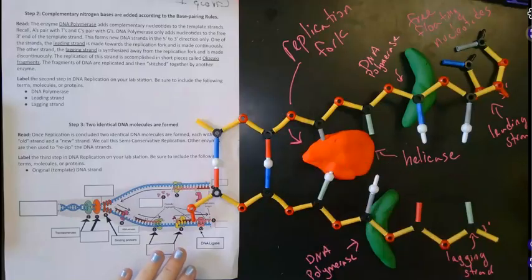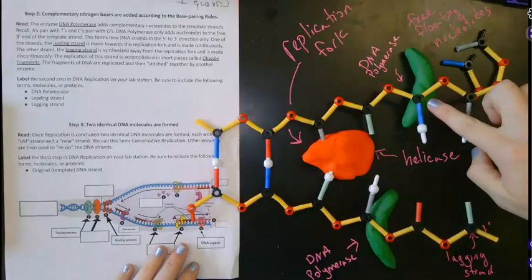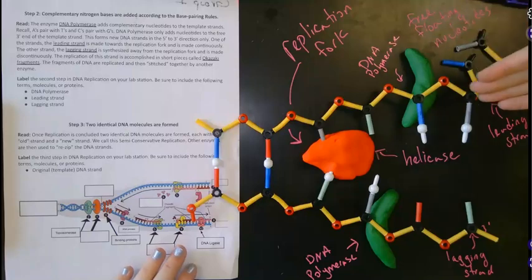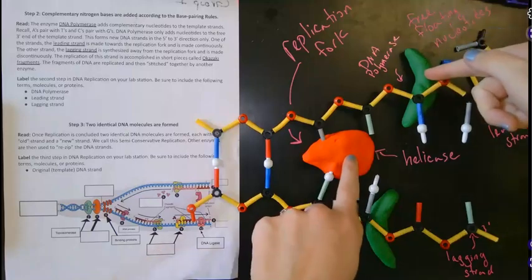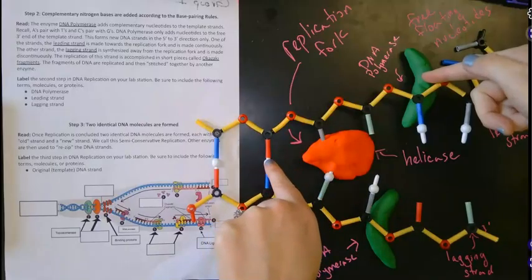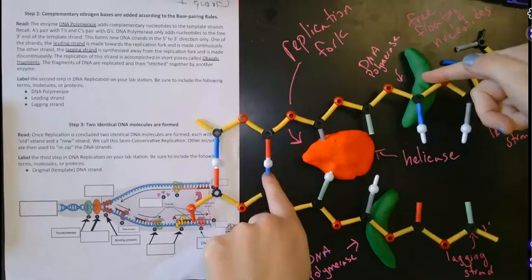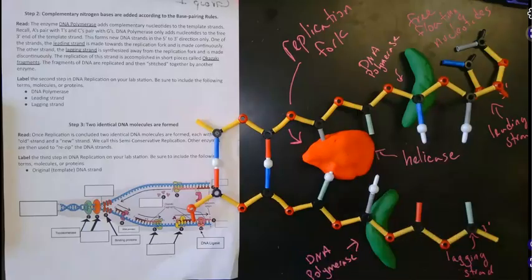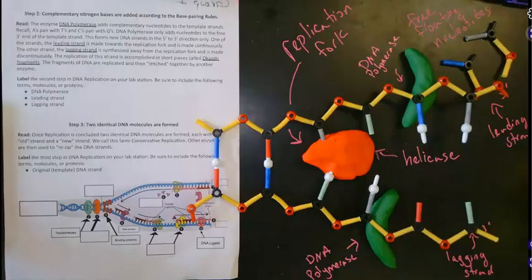So essentially what is happening is as this DNA polymerase is moving, it's following helicase. So helicase is coming in and it's unzipping these bonds, and then your DNA polymerase is coming in afterwards and is adding in the correct nucleotide.